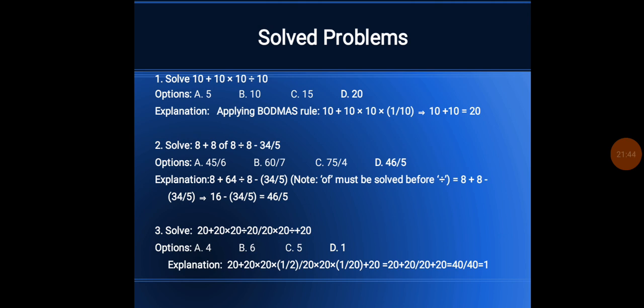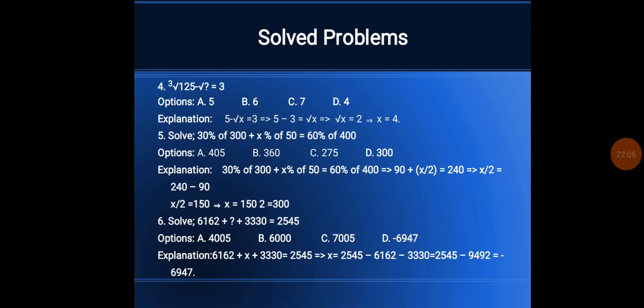Okay. The next question is 20 plus 20 into 20 divided by 20 and by 20 into 20 plus 20. Okay. So by using the BODMAS rule, we solve this equation and we get 1 as the answer.